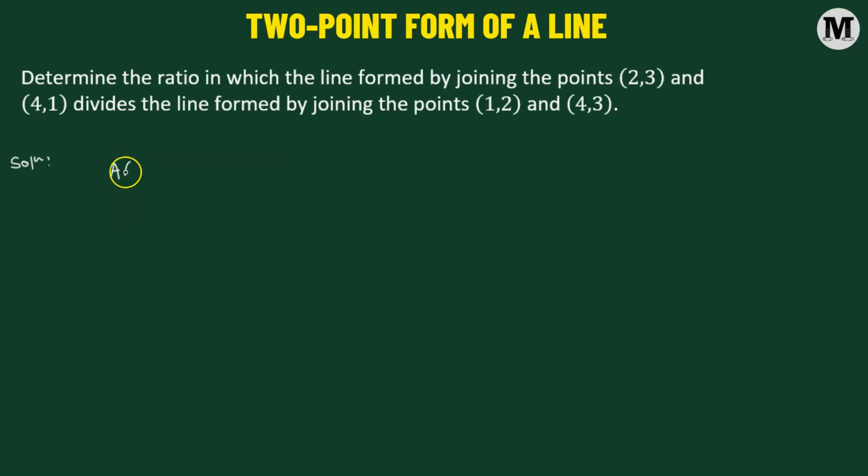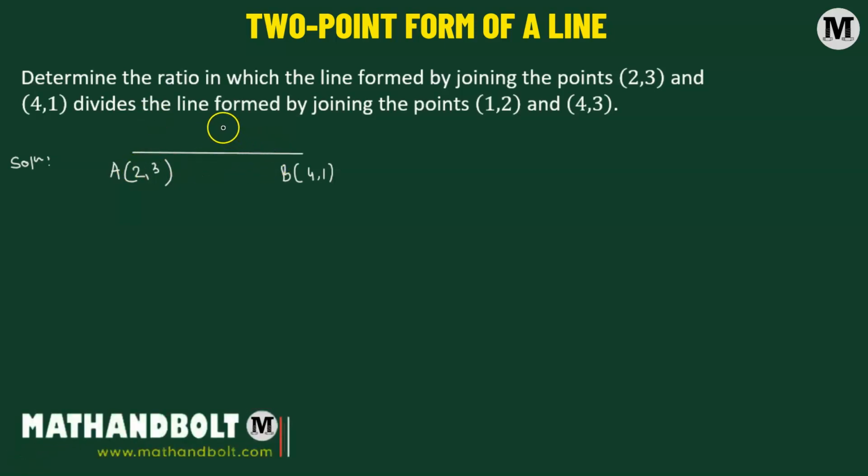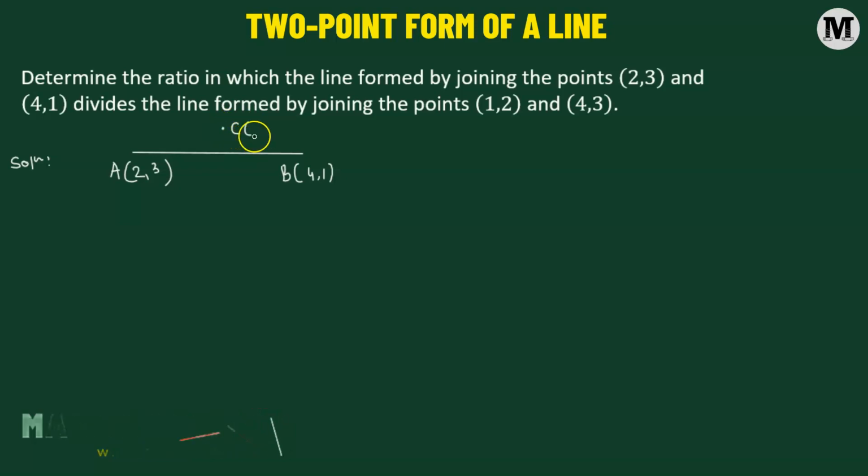Let us begin. Here we are going to consider 2 points. Let's say point A has the coordinates (2, 3). We have another point B, which has the coordinates (4, 1). We're going to join the 2 points A and B with the help of a straight line. Now that we have the line AB, we're going to consider another point C.